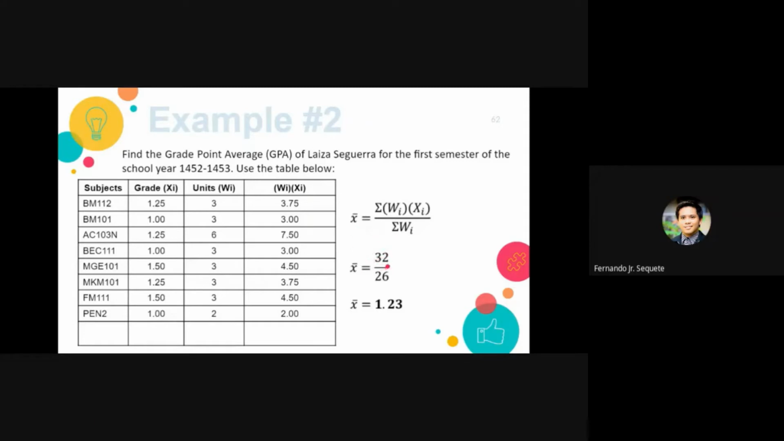Sir, where does the 26 come from according to the formula? The 26 is coming from this one, the summation of w, which means this is the total number of units. 3 plus 3 is 6, 3 plus 3, 3, 3, 3, and 2. Kindly check. So again, the 32 came from here, we added everything. The 26 came from the number of units. So divide 32 by 26. Therefore, the GPA of Liza Sigera for that semester is 1.23.